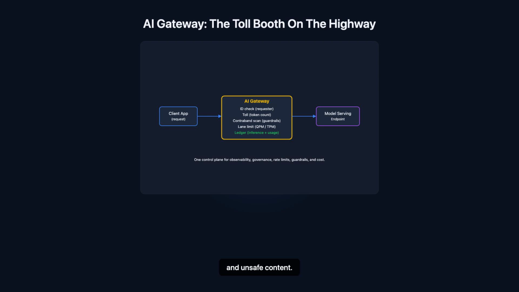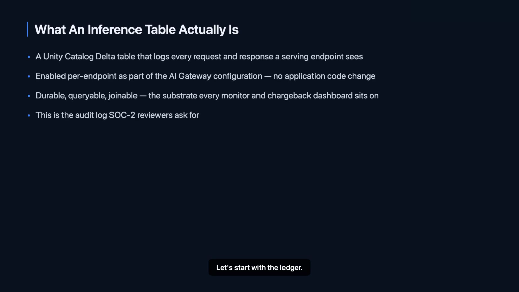It enforces a lane limit, which is the queries per minute and tokens per minute rate limit. And the booth keeps a ledger of every car that passed through, which becomes your inference table and your usage table. 1 booth, 5 jobs. That's why AI Gateway is described as a single control plane. Let's start with the ledger.